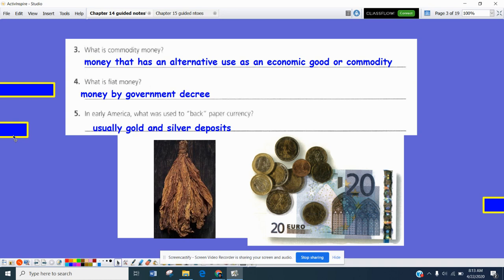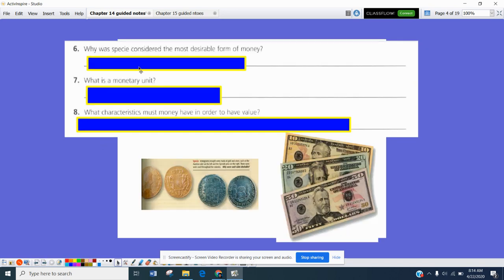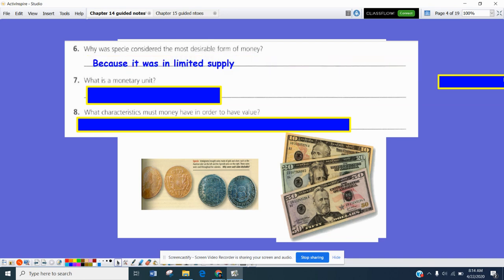If you've ever heard of Fort Knox, which is in Kentucky, it's an army base, but it's also where our gold reserve is, that is protected by the military. And that helps shore up our American dollars by all means. We can talk about the specie as a type of desirable money because it is in limited supply.